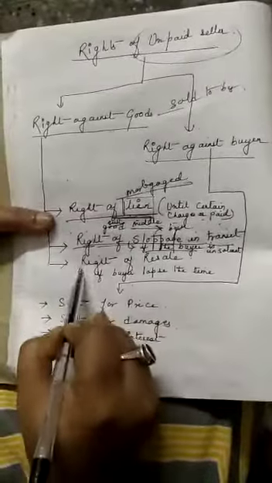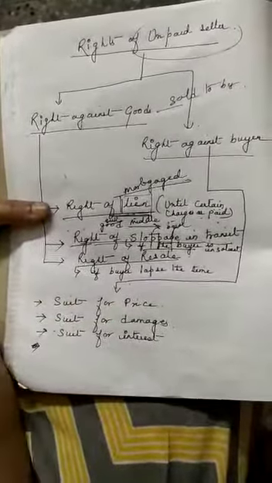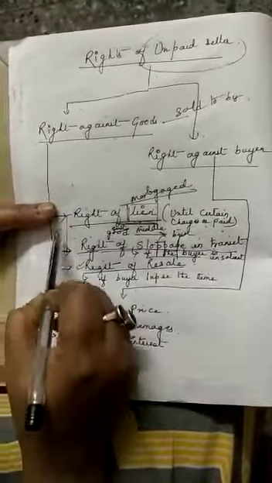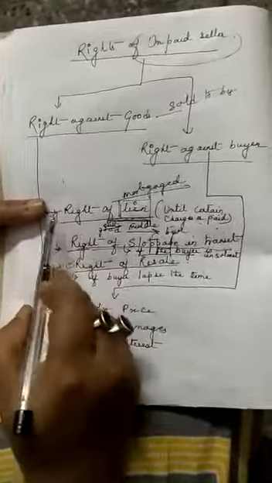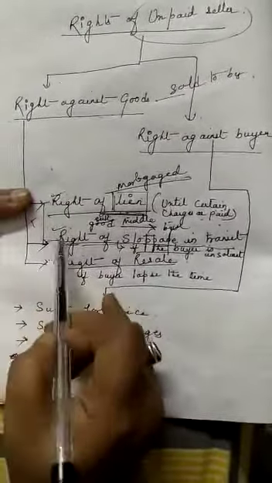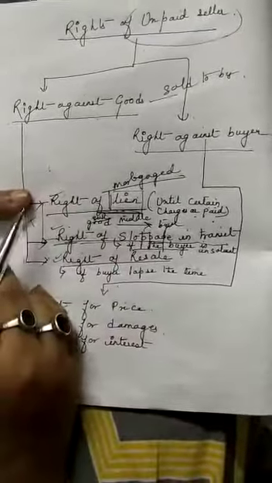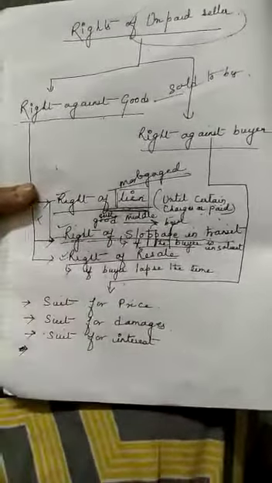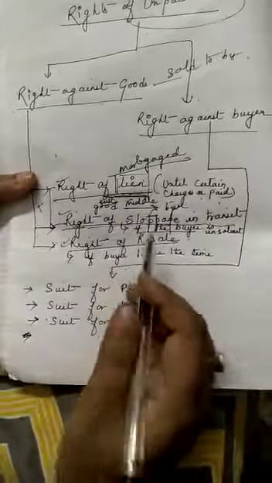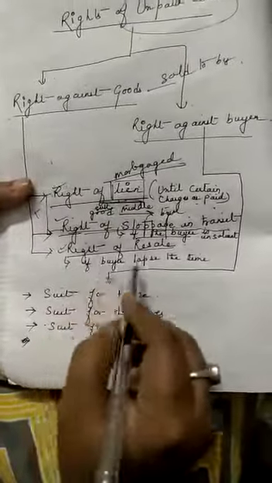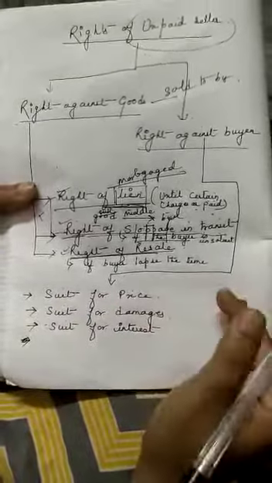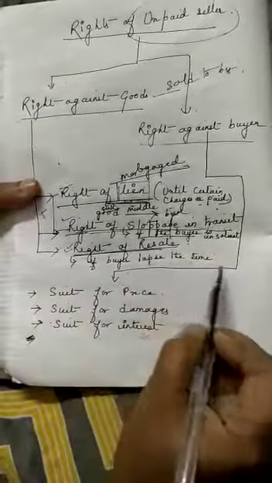The third comes right of resale. But mind you students, right of resale will only come when the above two rights are not fulfilled. That means, if he has the right of lien and the right of stoppage, after doing these two, what will the seller do to the goods which he has taken back from the existing buyer who has failed to pay? The seller will sell the goods to some other buyer. It may be if the buyer lapses the time.